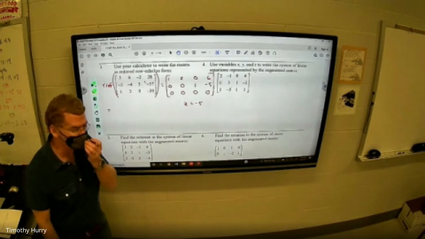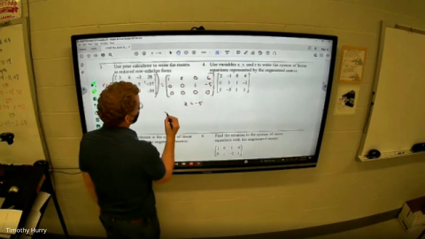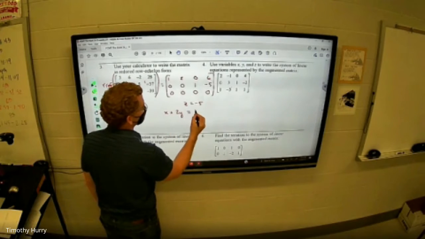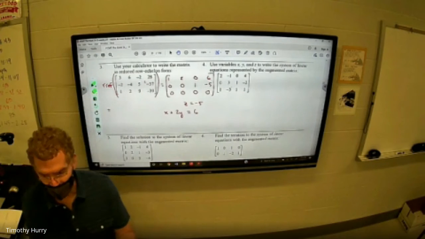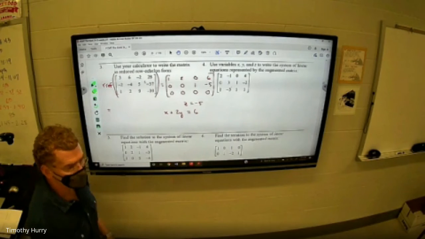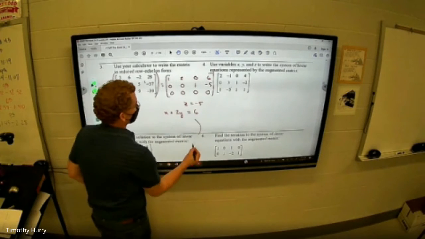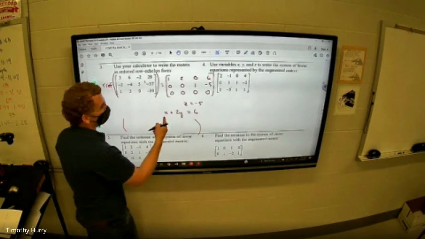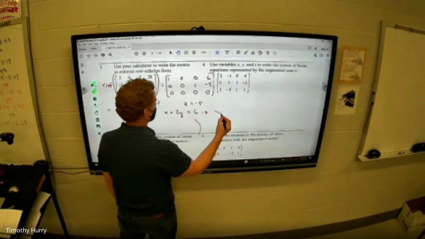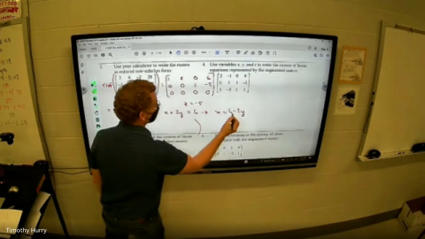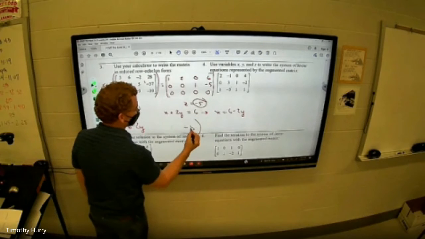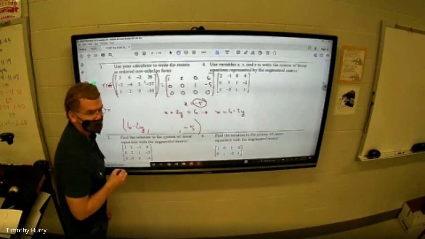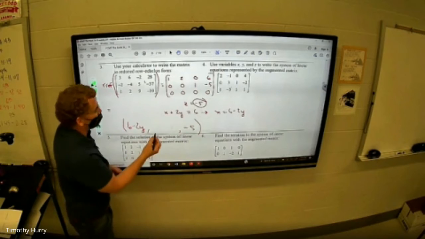I don't know anything about Y. All I know is, well, I know a little bit about Y. X plus 2Y equals 6. So what would you do? I can't solve this all in terms of Z because Z is always negative 5. But what can I do? Solve it in terms of X and Y. So if I wanted to, I could take this and say, well, X is 6 minus 2Y. Well, if X is 6 minus 2Y and Z is always negative 5, what do you think Y is? If I'm writing it in terms of Y, Y is Y.